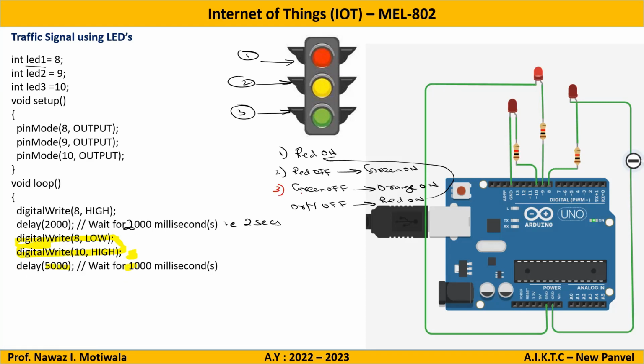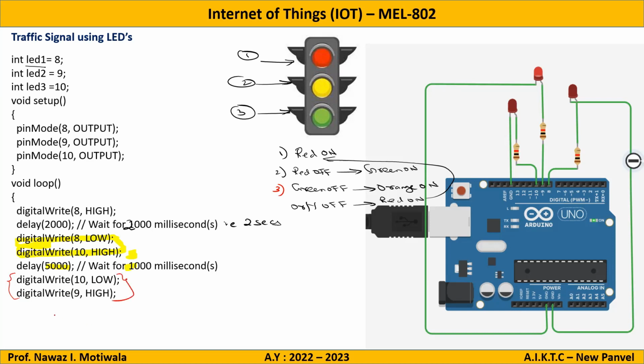This is the third step, wherein I now want to put the green LED off and the orange or yellow on, that is LED 2 to be on. So the same sequence I will write here. I will write digitalWrite(10, LOW). That means the green LED has been turned off, and at the same time I have to turn on the orange LED. So I will write digitalWrite(9, HIGH). So with these two sequences, we have achieved step number 3.